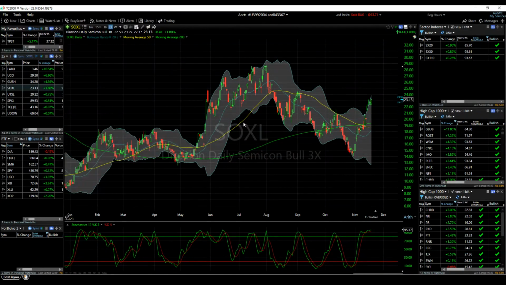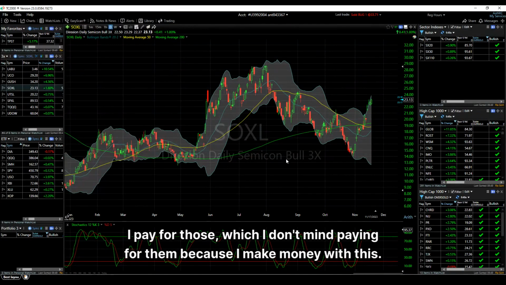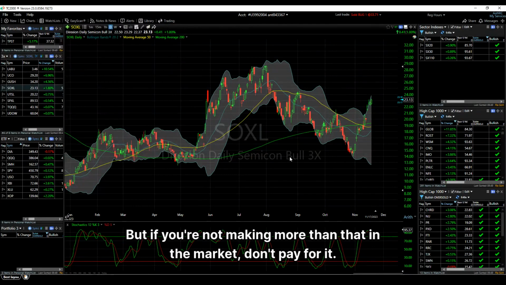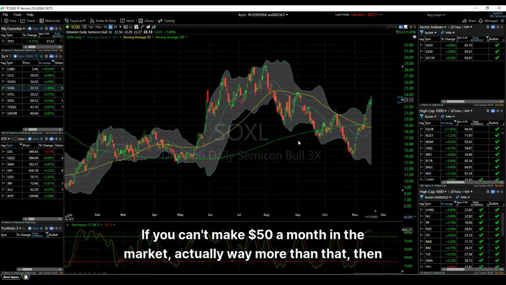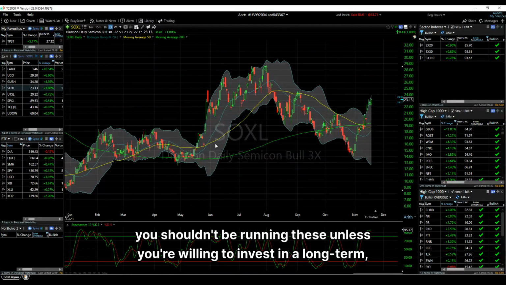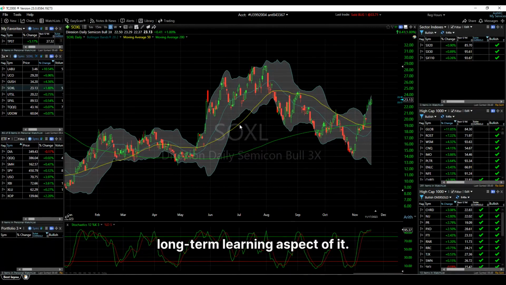These scans, I pay for those, which I don't mind paying for because I make money with this. But if you're not making more than that in the market, don't pay for it. It's like any business. Make sure your overhead is not too high. Right? If you can't make $50 a month in the market, actually way more than that, then you shouldn't be running these unless you're willing to invest in the long-term learning aspect of it.